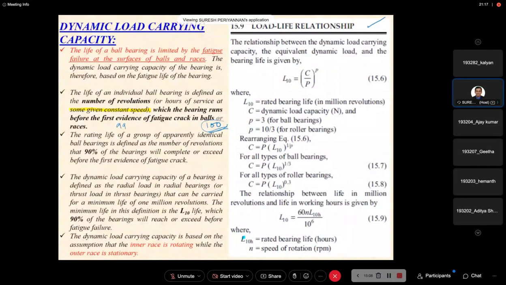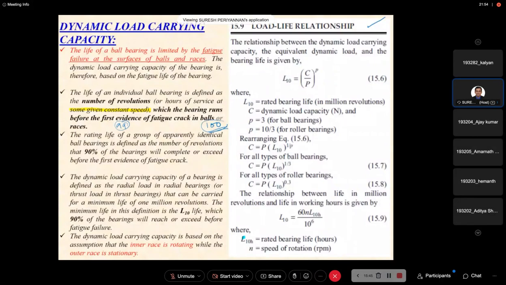Okay, so this is for this one bearing. Suppose you are testing 100 bearings. Then finally we come to the conclusion that the life of the bearings, maybe all or most of the bearings, is 99 million revolutions. Then we will conclude that in these dimensions and these load conditions, the bearing life is going to be 99 million revolutions. That kind of decision we should take. That is our first evidence of the fatigue crack of the balls.